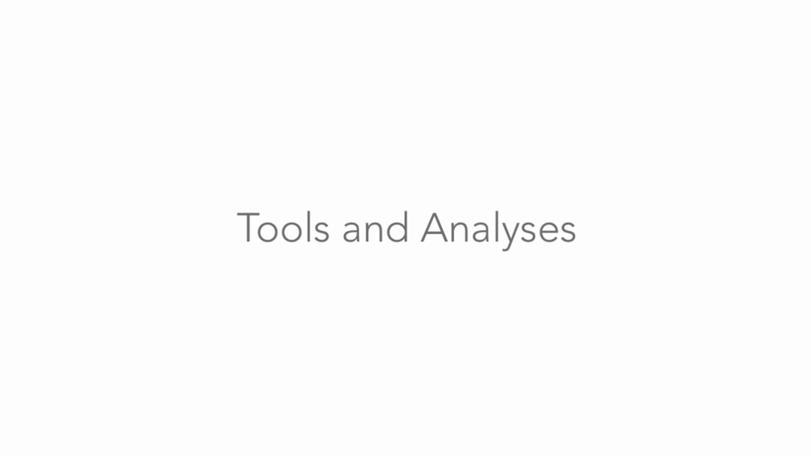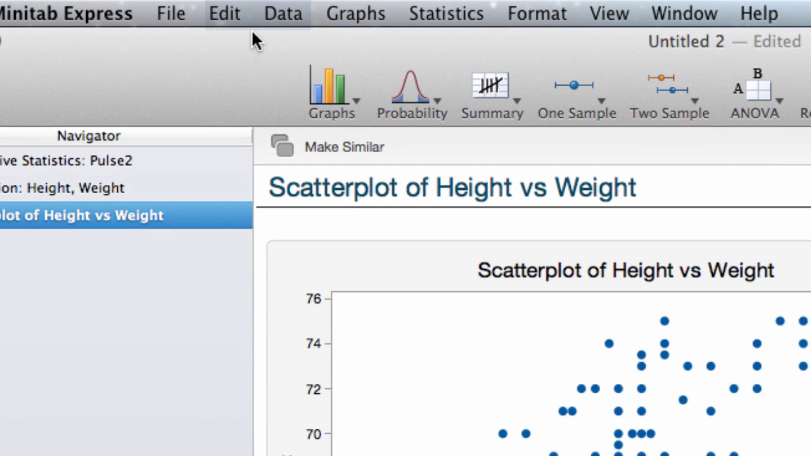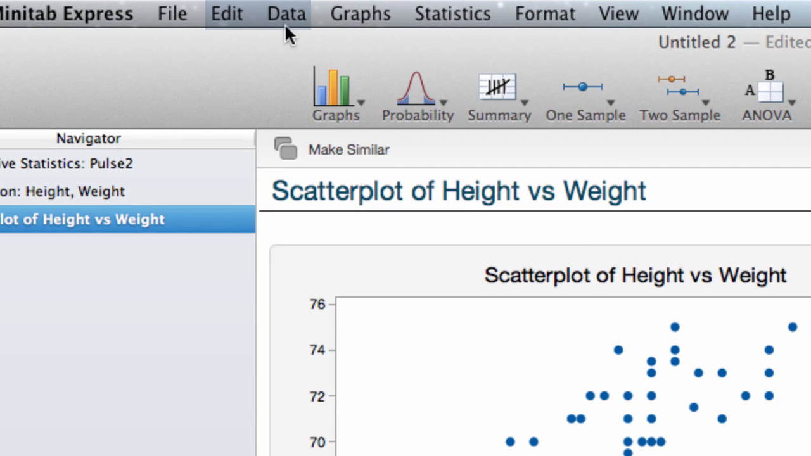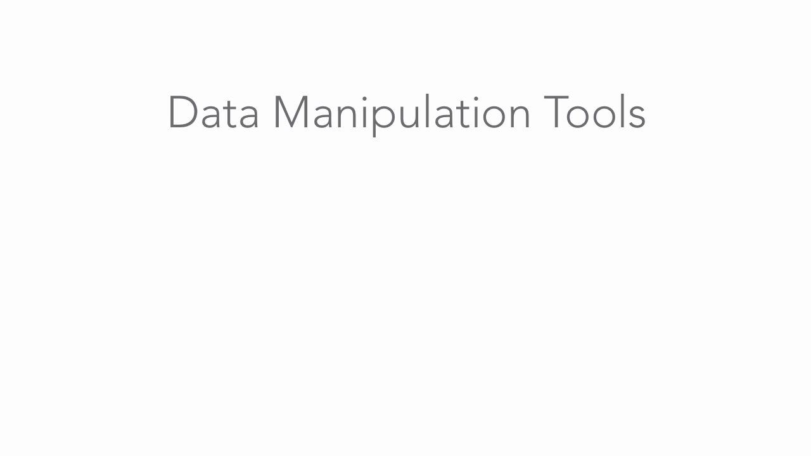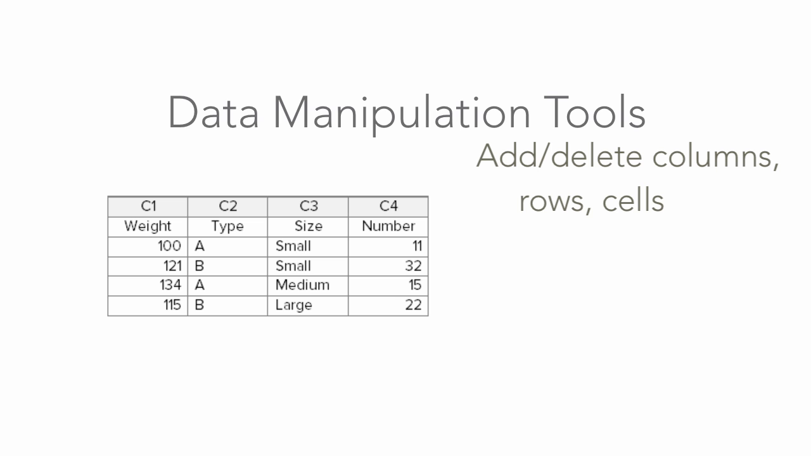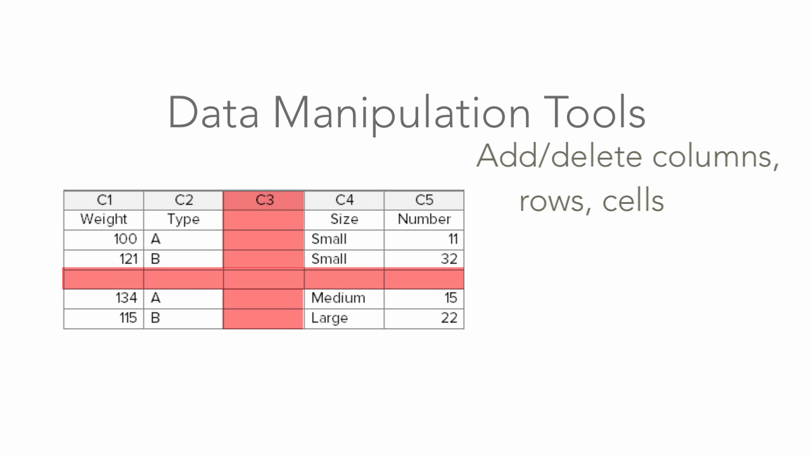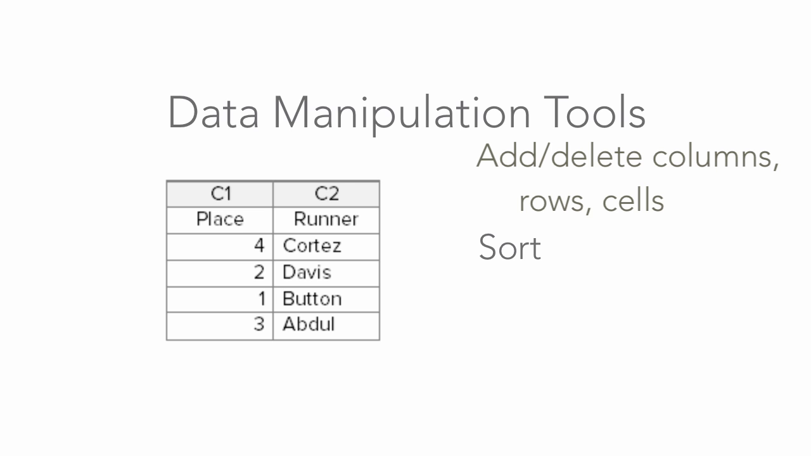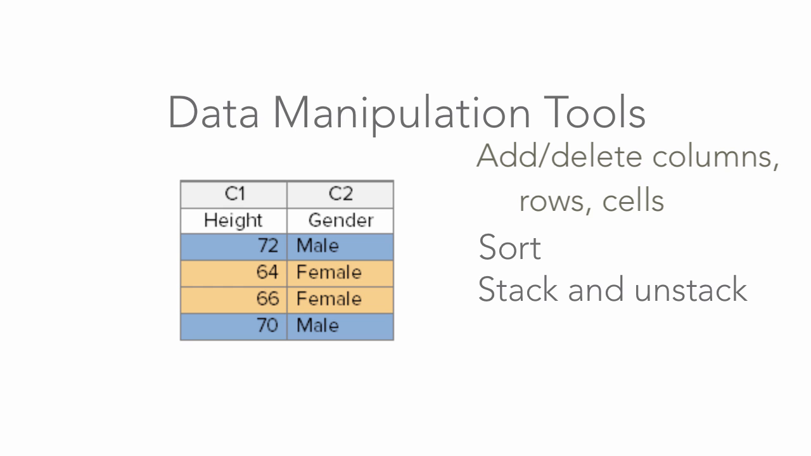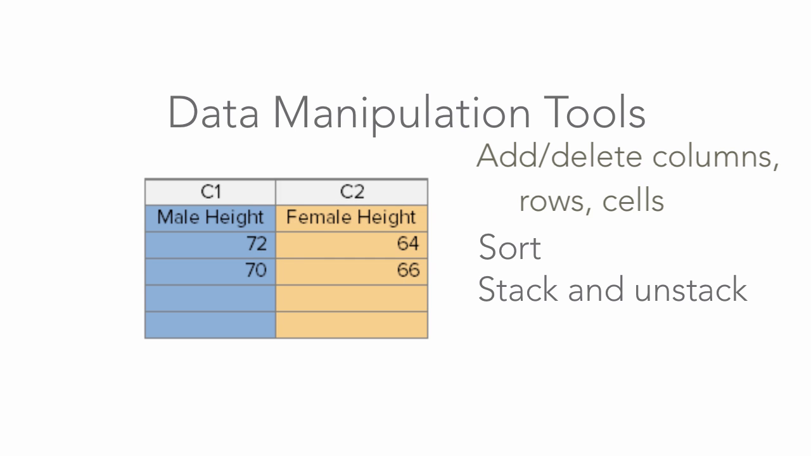Now let's take a look at some of the tools and analyses available in Minitab Express. On the Data menu, you'll find a number of tools to help you arrange your data any way you like. For example, it's easy to add or delete columns, rows, or even single cells from the data pane. You can sort data numerically or alphabetically, or convert stacked data to unstacked, or vice versa.